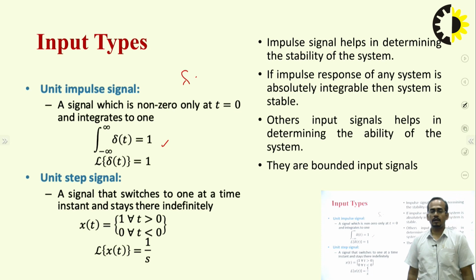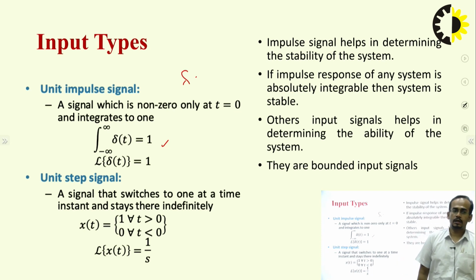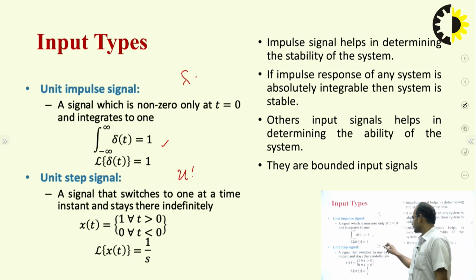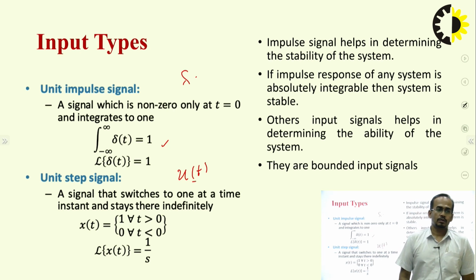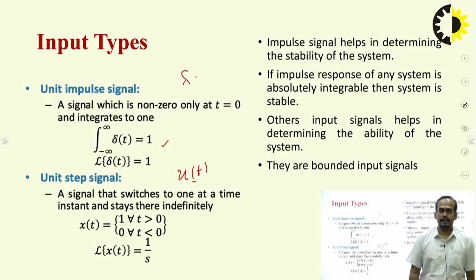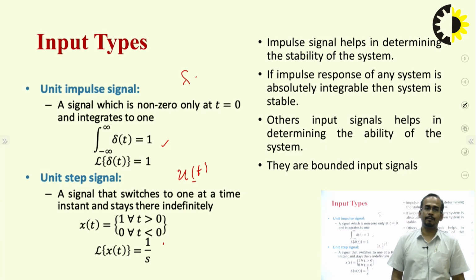Unit step signal. Unit step signal is defined as u(t), and mathematically u(t) is equal to 1 for t greater than 0 and 0 for t less than 0. Thus this unit step signal shows an abrupt discontinuity at t equal to 0. What is the Laplace transform of this signal? The Laplace transform of the unit step signal is 1 by s, and the Laplace transform of the impulse signal is 1.